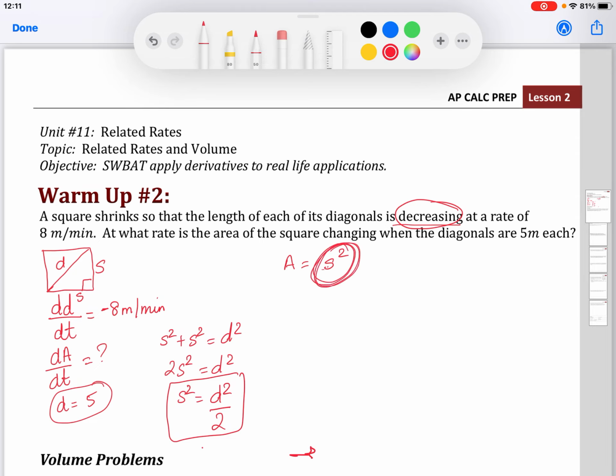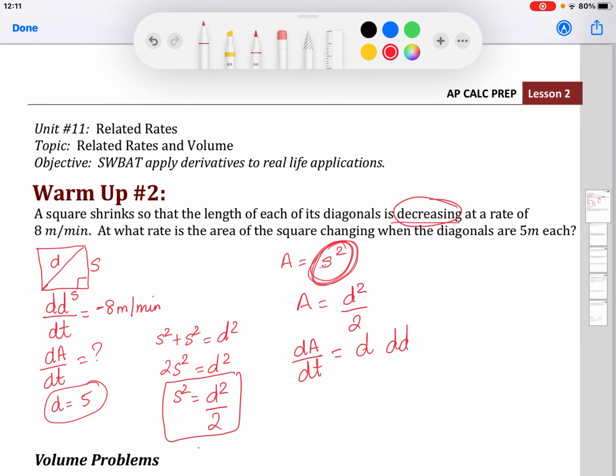Why did I want to solve for s squared? Because I have s squared here. So I can say area is the same thing as d squared over 2. And now I'm going to take the derivative. So if I take the derivative now, I would have all the variables except for my dA over dt, right? So it's dA/dt, we are differentiating with respect to t. This would be what? Think about it. It is just 1/2 x squared. What would be the derivative of that? It would be just d, but since we're differentiating with respect to time, we have to write dd/dt.